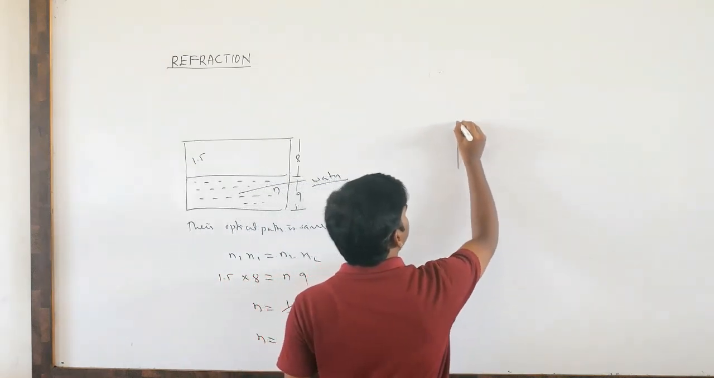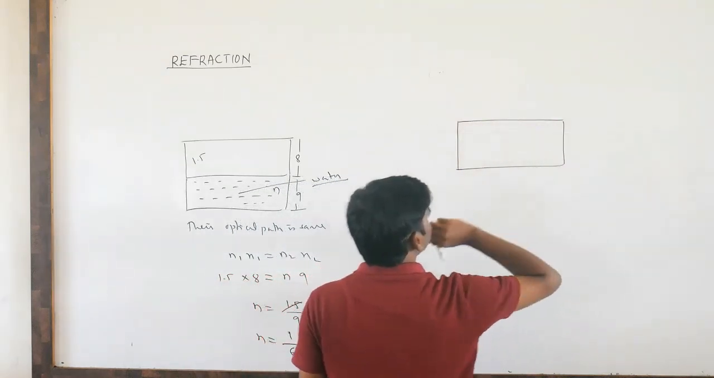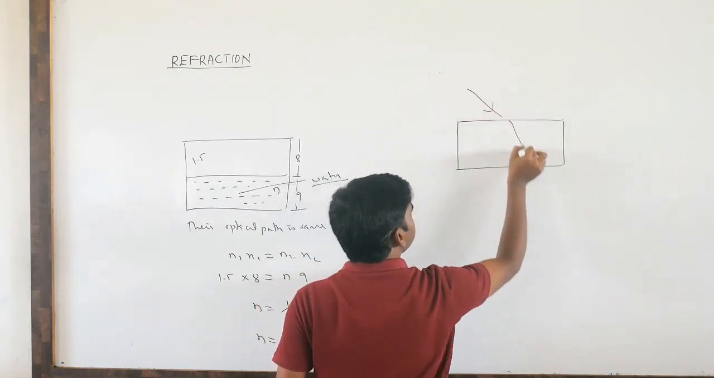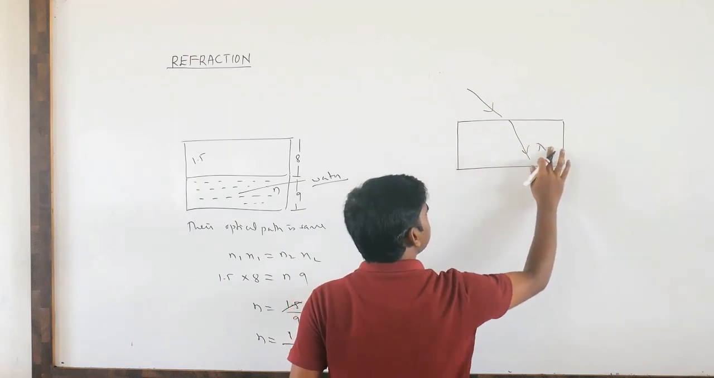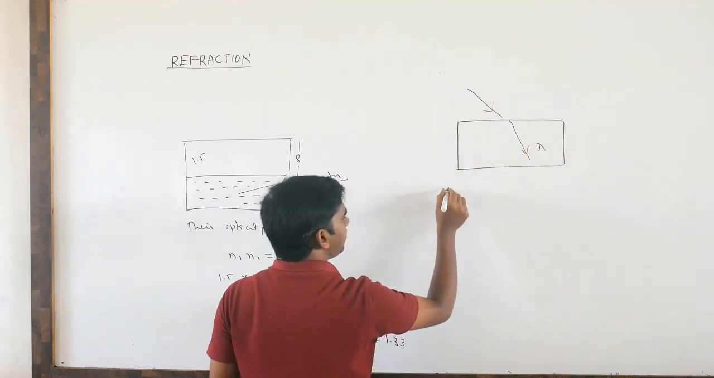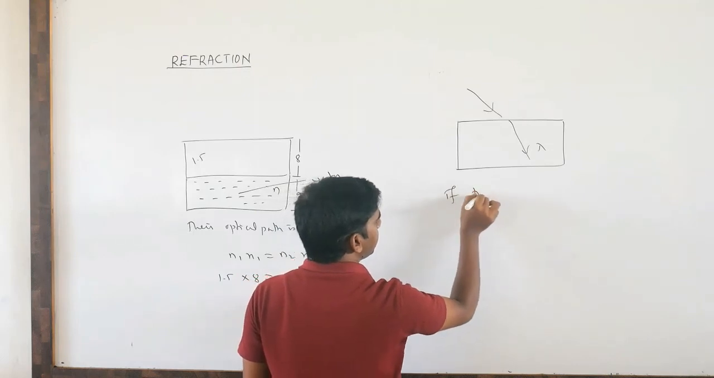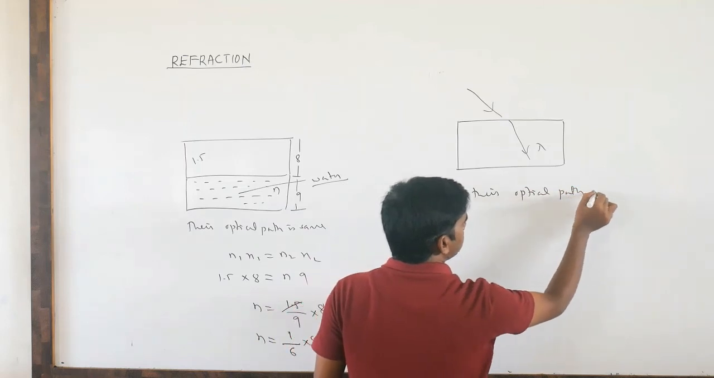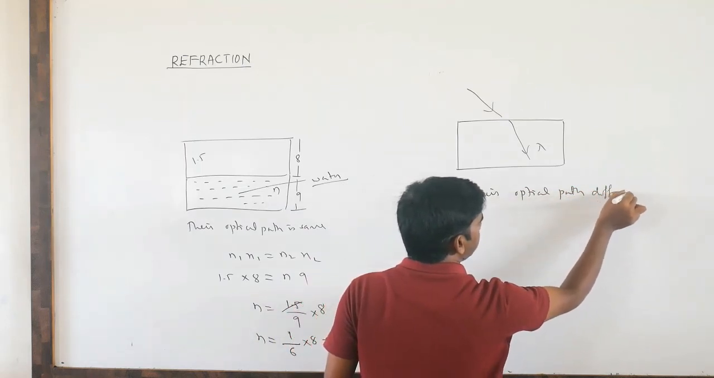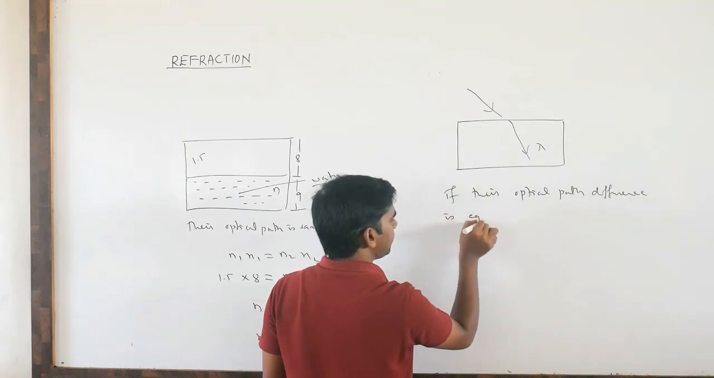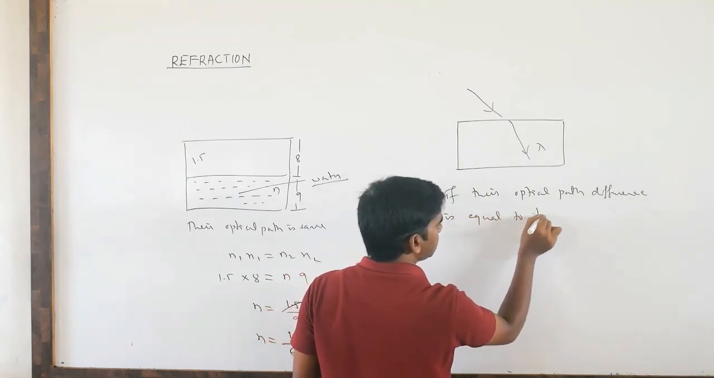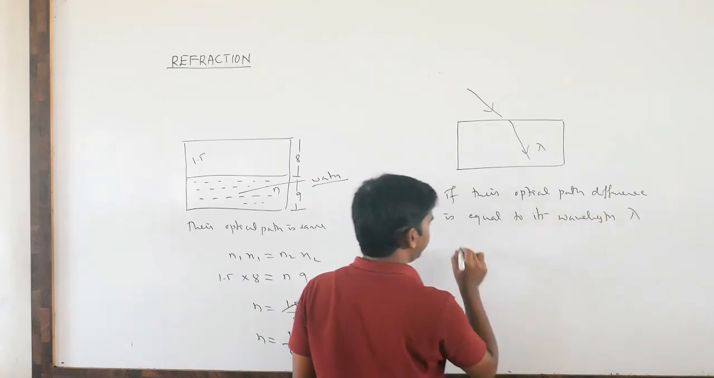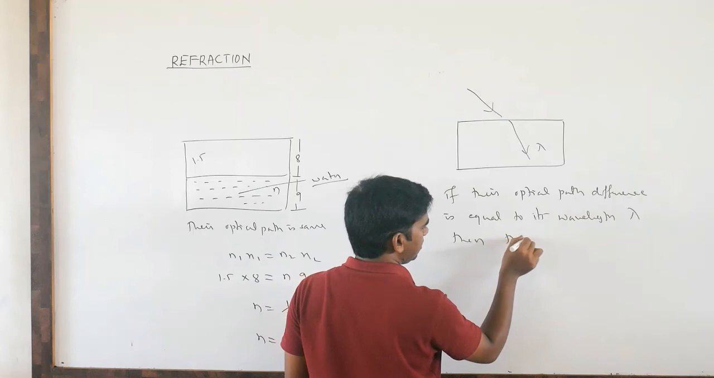Suppose you have one medium, and they give the optical path difference. Suppose the light travels from here to here, and its wavelength is lambda. If the optical path difference is equal to its wavelength lambda, then find the thickness.